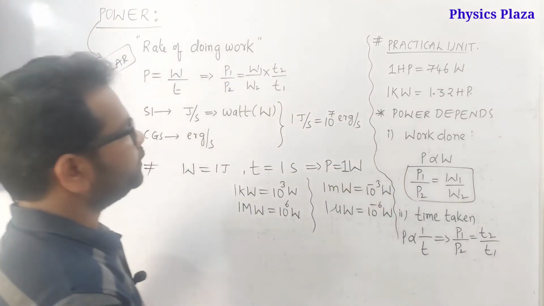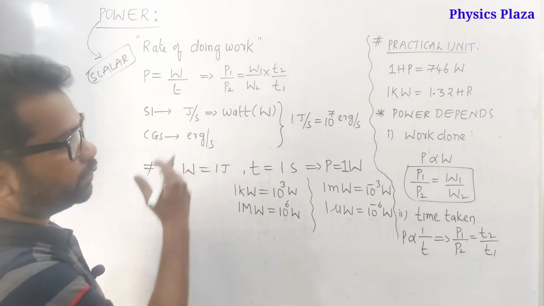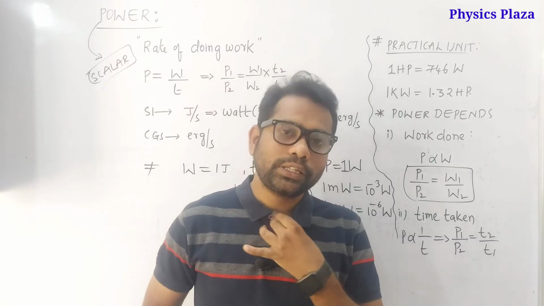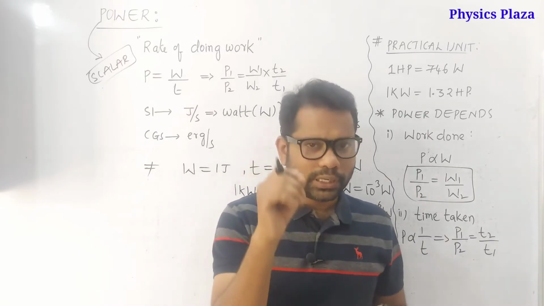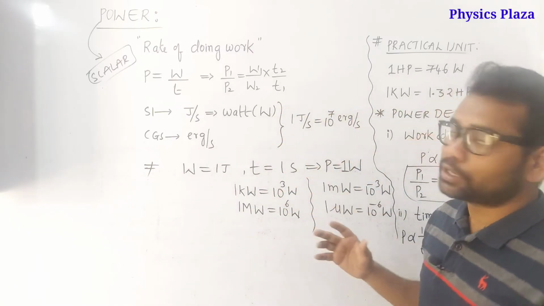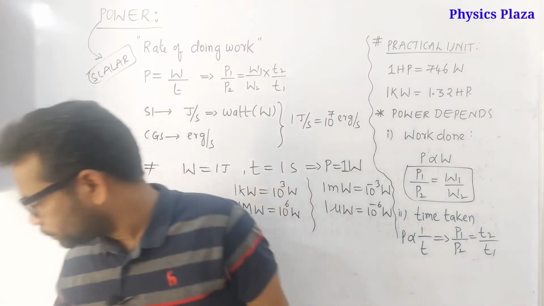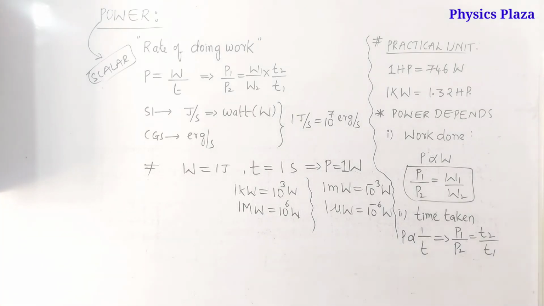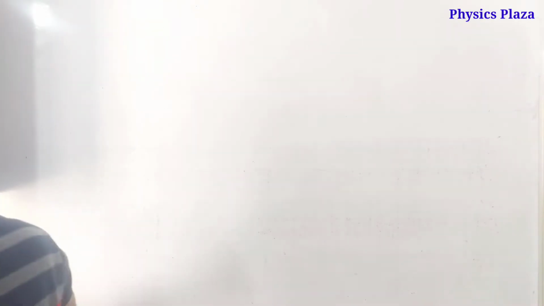So children, this is all about work and power. Now we will see how numericals can be asked based on work. We'll try to do at least one numerical based on work, and we'll also discuss how numericals will be asked based on power. Okay children, fine. Just copy it. We'll go for one or two example numericals.